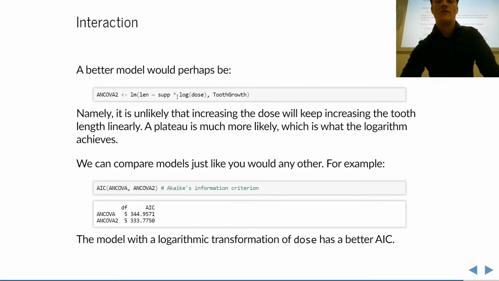So I would think this is a better model, taking the logarithm of those and an interaction with supplementation type. Now we can compare this. Here I called it Ancova 2, and again I can do something like comparing the AIC. Here I have the AIC of the model taking supplementation type and dosage linearly, and here I have the model taking supplementation type and the logarithm of dosage. Now we see that the AIC for the second model is lower, so that means Ancova 2, the one with the logarithmic effect, is better. Yeah?